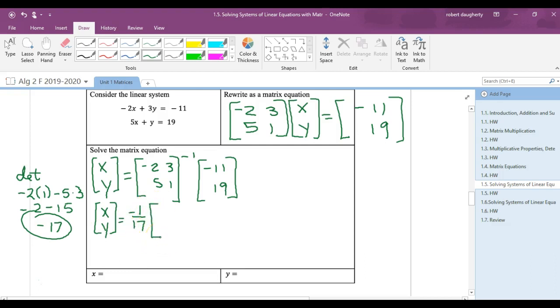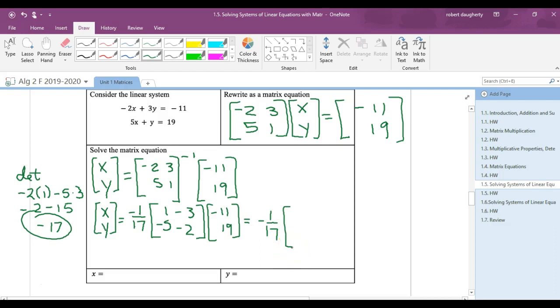And then what matrix goes next? You flip the 1 and negative 2. And then I'm going to have what? A negative 5 and a negative 3. All of that times negative 11, 19. So negative 1/17. And then let's do the multiplication.